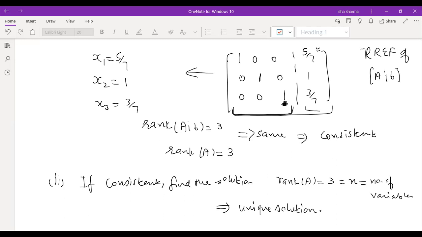Remember, this is very important. It should be RREF. If it is not completely RREF, then you will read the wrong solution. So just read the last column in order. Sorry, I think it was x, y, and z, but whatever, notation doesn't matter. So x, y, z is: x is 5/7, y is 1, z is 3/7. So this is the unique solution of this system. That completes this example. In further lectures, we will do more questions for the same.